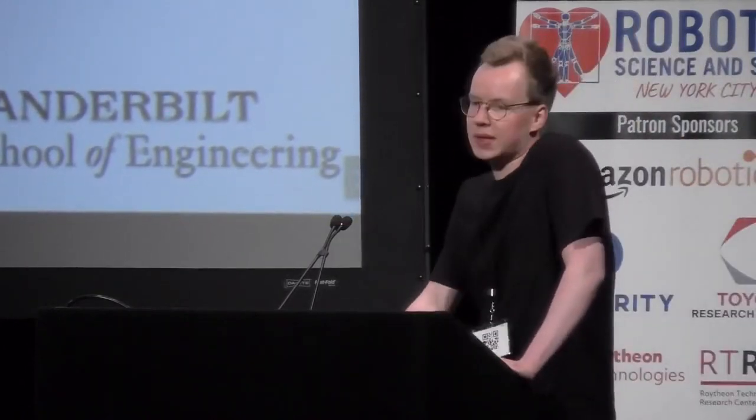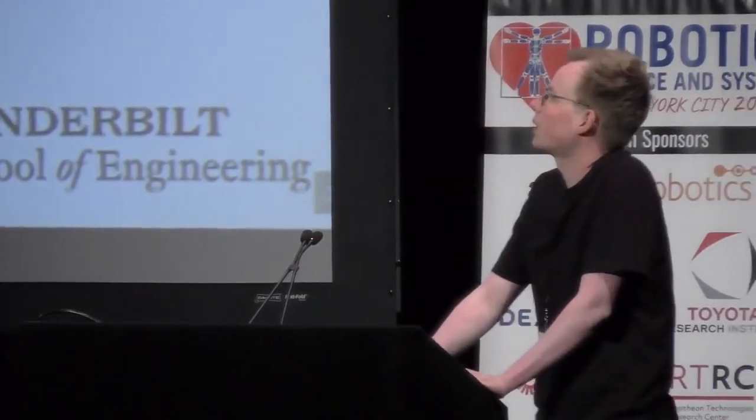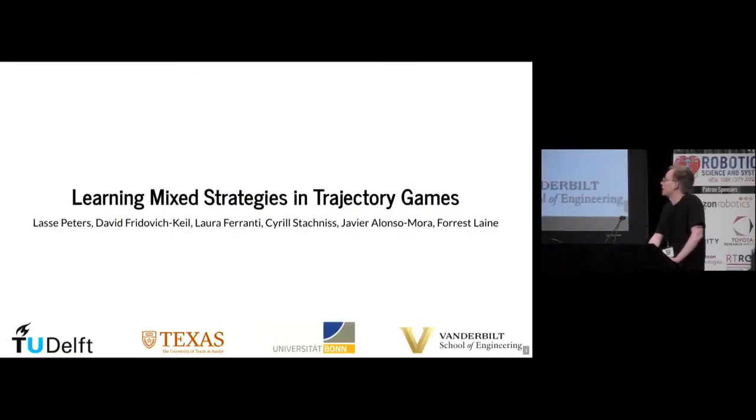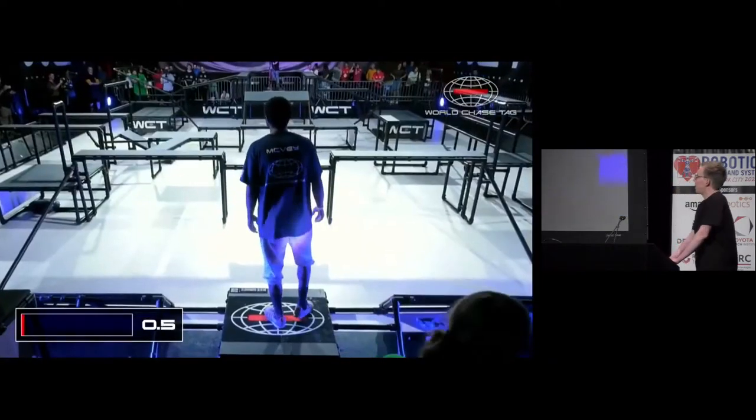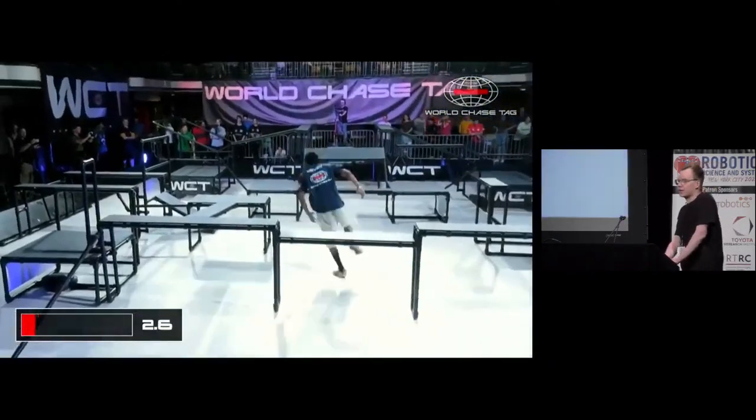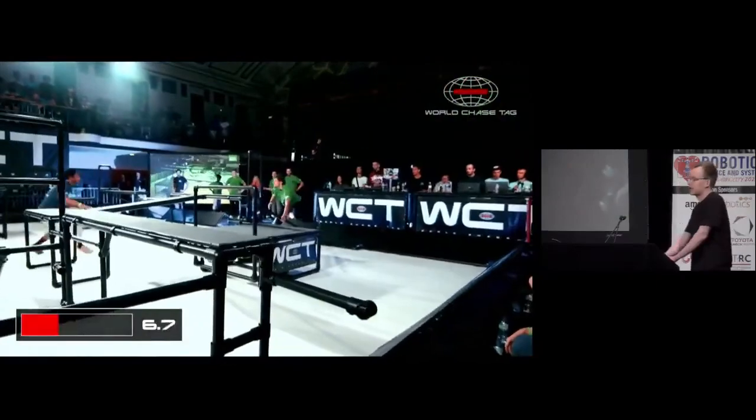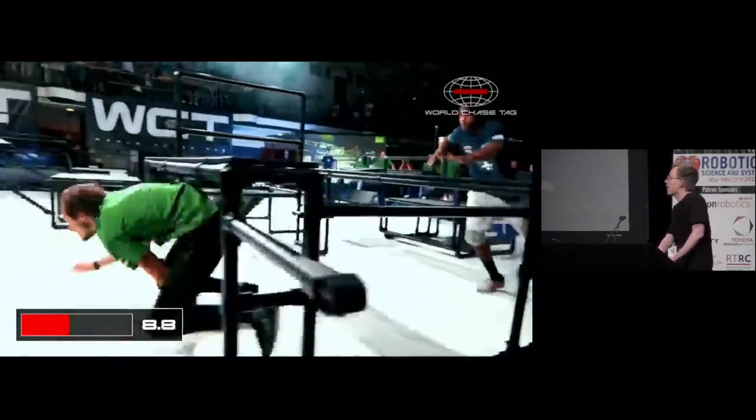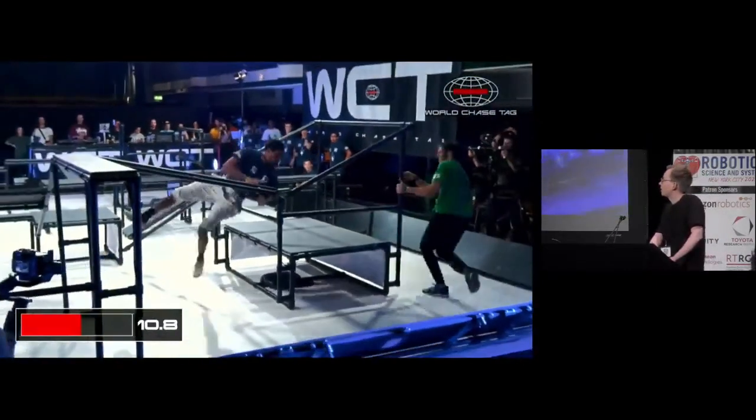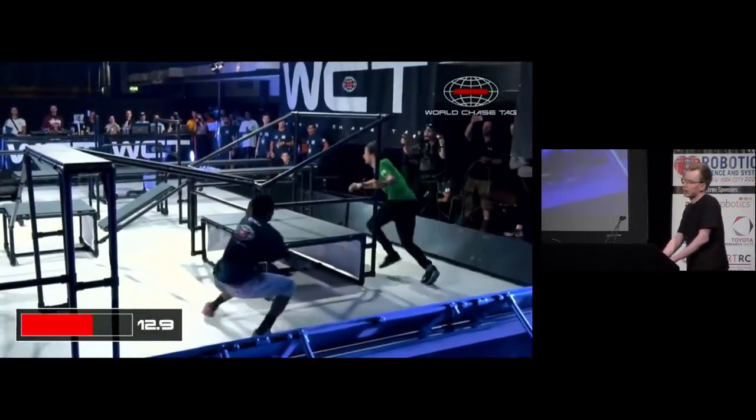Hi, my name is Lasse Peters, and I would like to present to you our work on learning mixed strategies in trajectory games. Dynamic game theory, which is the focus of this work, studies the strategic interaction of multiple players with individual objectives over time. As a running example throughout this work, we consider the game of tag, for which you can see a real-world example here. This kind of problem is particularly interesting since competitive play in this scenario requires players to maintain a level of unpredictability.